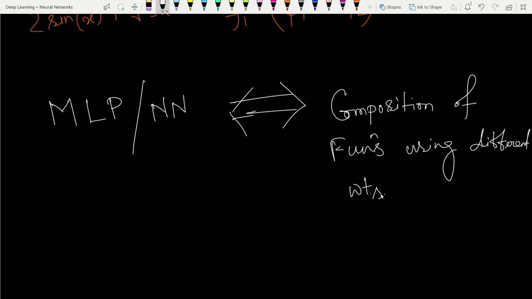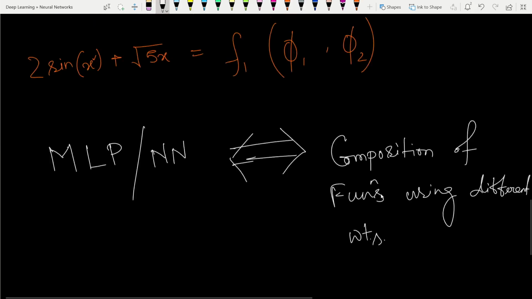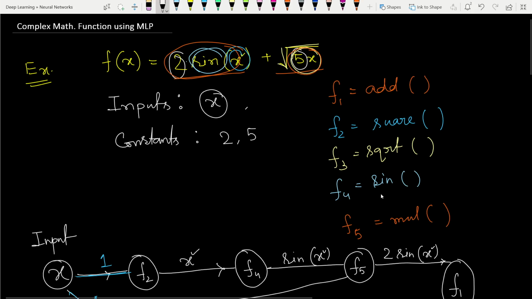From this example, using these complex mathematical equations, you will understand a little bit of the structure of the MLP: what the internal things are, how it works, and how things are actually represented. Using that example, I think you will understand a little bit.